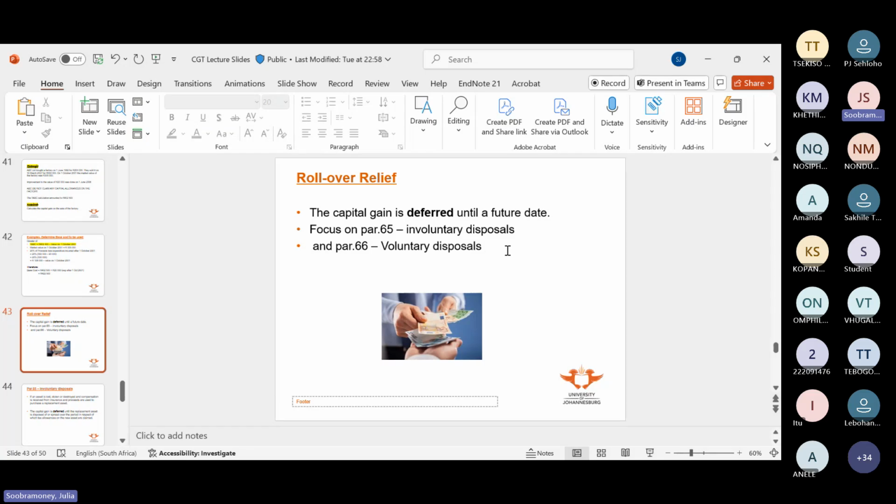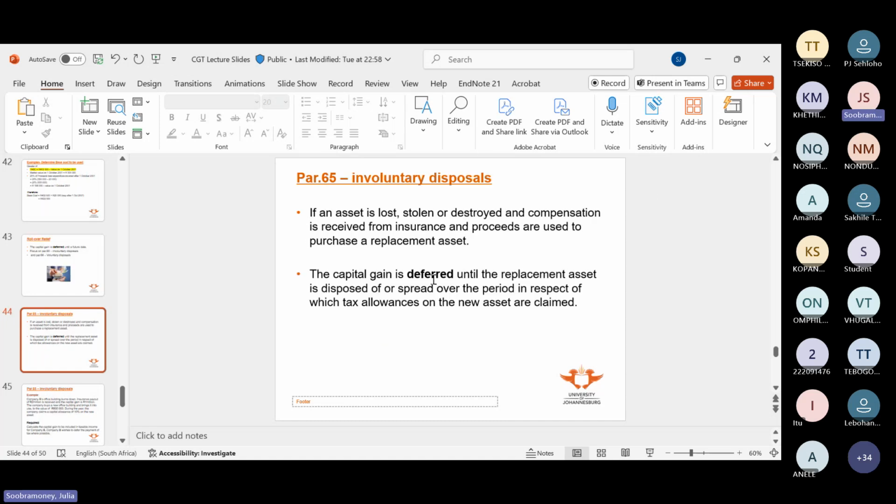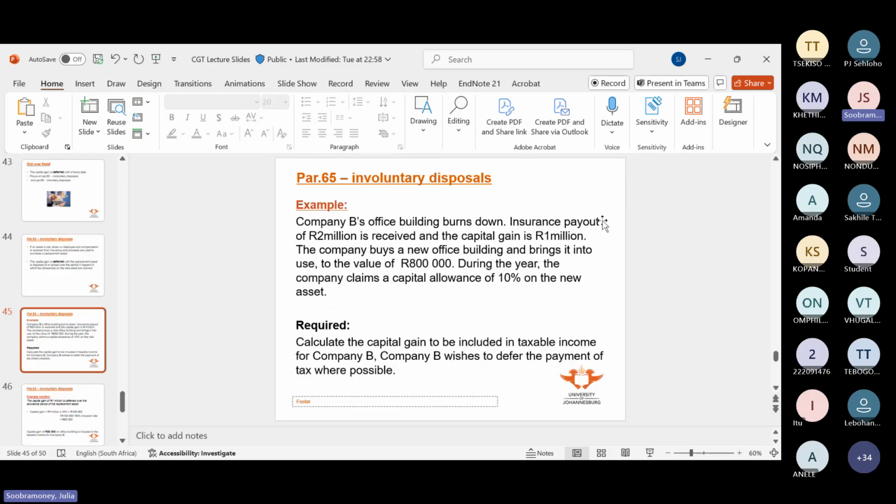Now remember, whether it's either one, at the end of the day, the tax effect is exactly the same. There's no difference. So if there's a deferment, you will defer the recoupment in either scenario, it does not matter. Okay, so on this slide here, I just explained more what is involuntary, which I've just done now. And then we get to an example.